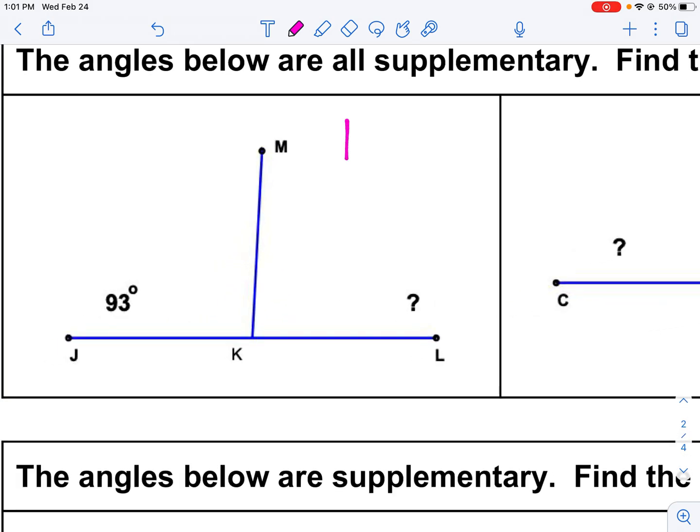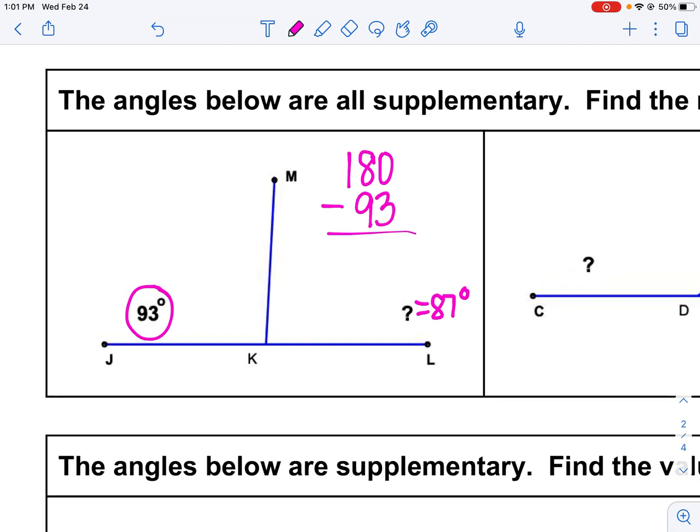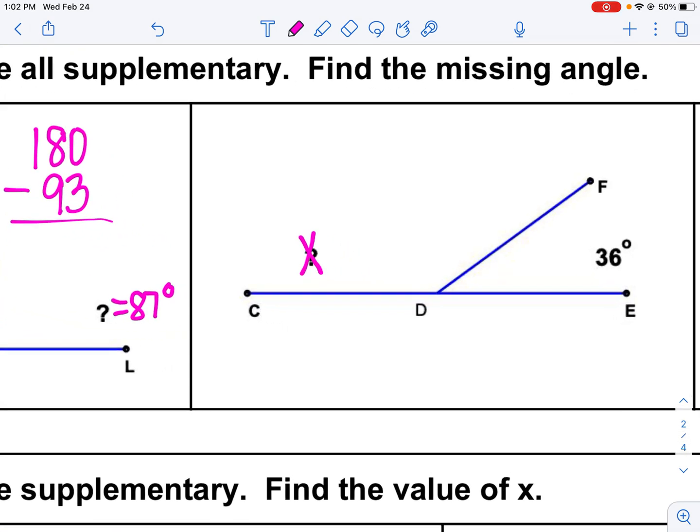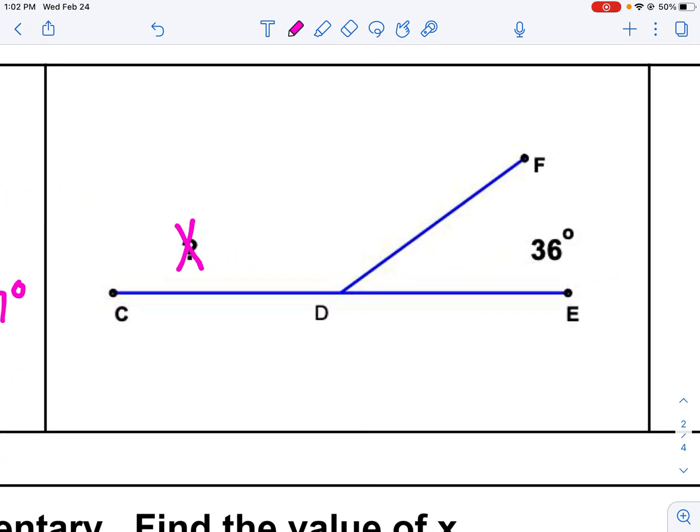So we know that supplementary angles are 180 degrees. We know if we have one angle of 93, we can take it away from 180, and we can get the missing side, or the question mark, which equals 87 degrees. But like I said above, you're going to want to treat that question mark like an x. It could be any letter. We're just going to use x so that we can set it up algebraically.